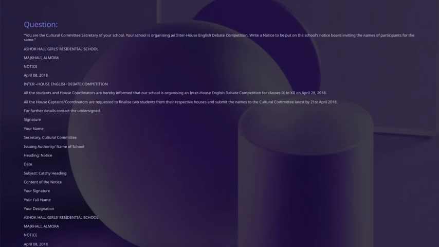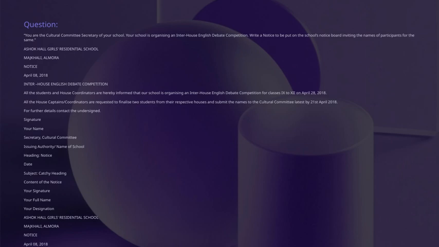Good morning, everyone. On this slide, I will guide you through the important details of the notice issued by our school's cultural committee. As you can see, the notice is signed by the secretary of the cultural committee, whose name and signature are provided for verification. The purpose of this notice is to invite participation in an upcoming event, specifically the Inter-House English Debate Competition scheduled for April 28, 2018. We are requested to finalize the names of 2 students from each house to represent their respective houses in this competition.